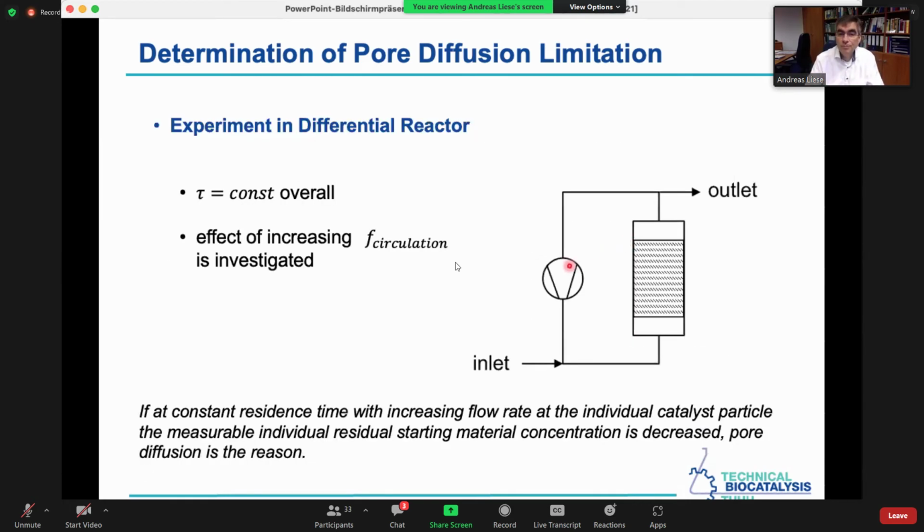But the principle is as explained before. The higher the flux in the circulation loop, the higher the penetration flux into the pores. If we have a pore diffusion limitation, this will be directly seen in the final conversion at constant residence time in the overall system.